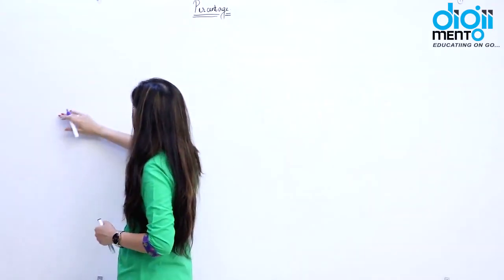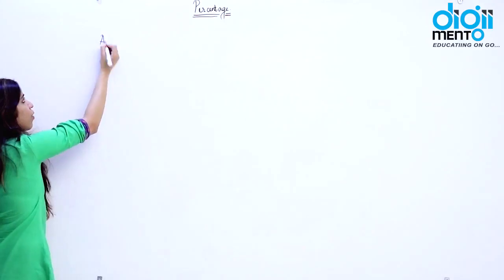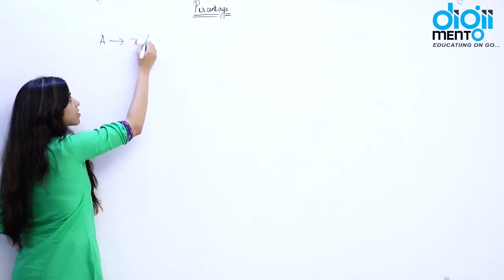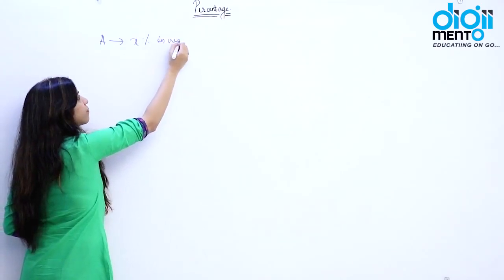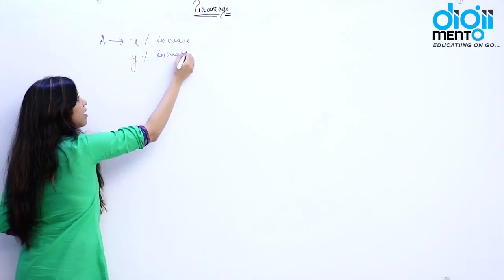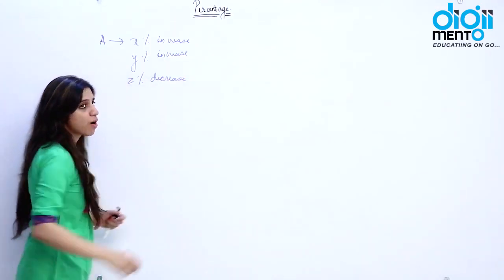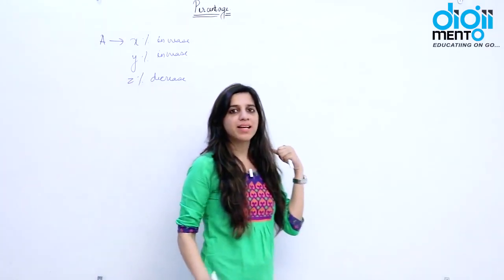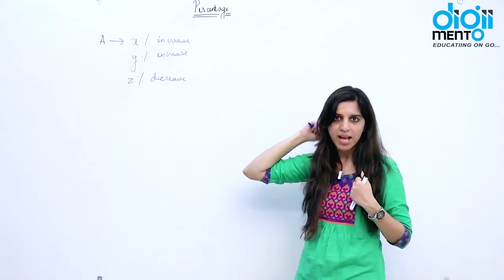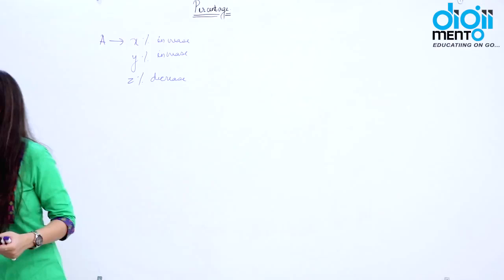See, suppose we assume that there is a quantity, let us say A. Now what happens to this A? This A gets increased by x% first, then it gets increased by y%, then it gets decreased by z%. So I ask you, what is going to be the net percent change in the value of A? Fine, we just move step by step first, then we can derive a general formula for this.